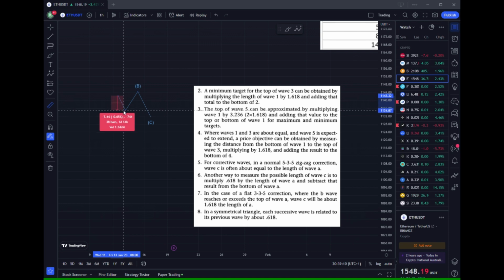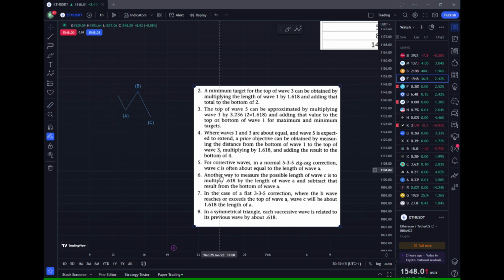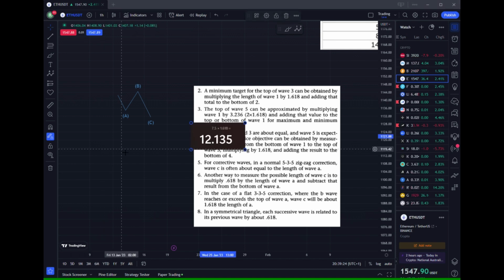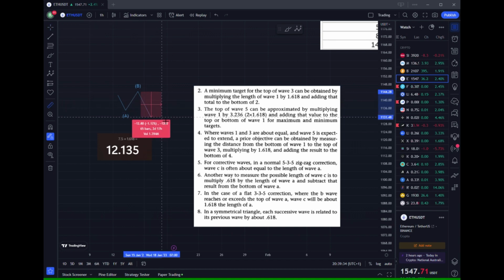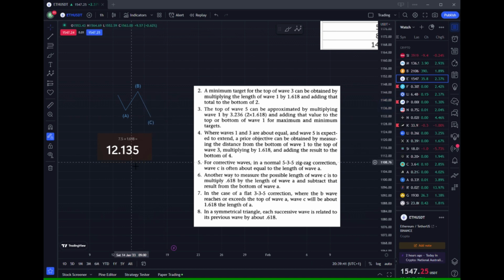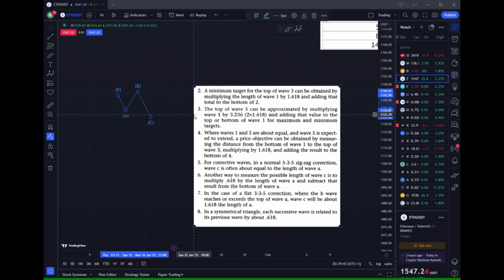So we take the length of A, so we take the first wave, which is going to be 7.44. I'm just going to fill it in. Let's do 7.5 times 1.618, which is going to be 12.135. This is what I came up with. And now I think we need to subtract it from here, from B, which is going to be around this one, I guess.